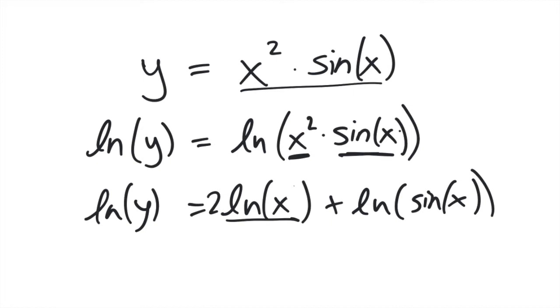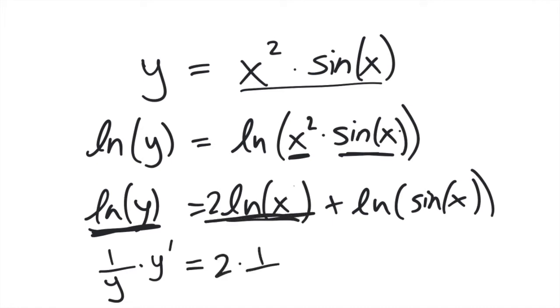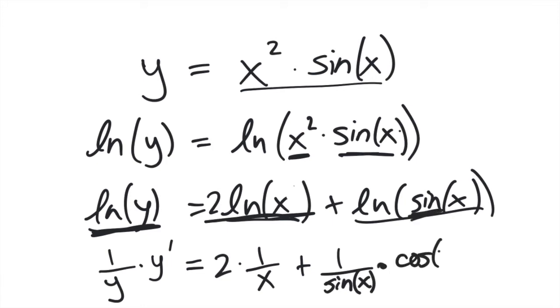Okay, now go ahead and take the derivative of both sides of the equation. So d over dx of the natural log of y over here is 1 over y times the derivative of the inside. There's a chain rule because it's a y, so times y prime. Take the derivative of 2 natural log of x. Well, that's 2 times 1 over x. And then take the derivative of the natural log of the sine of x. That is 1 over the sine of x times, there's a chain rule in there, so times the derivative of the sine, which is a cosine of x.